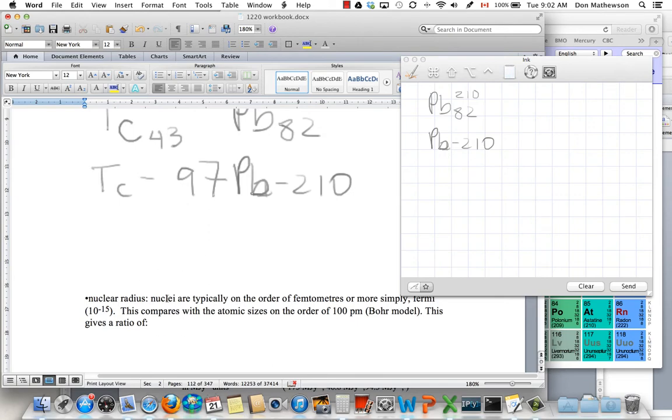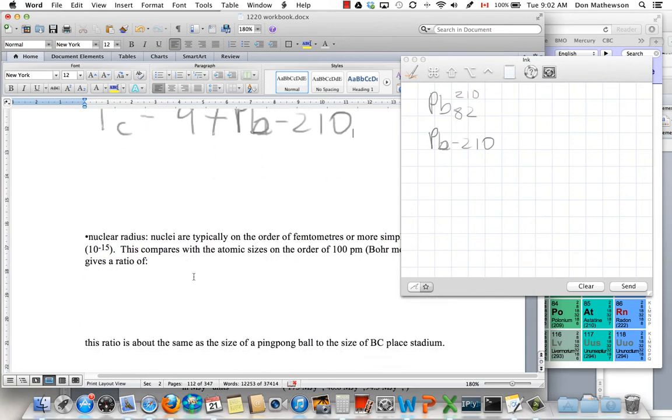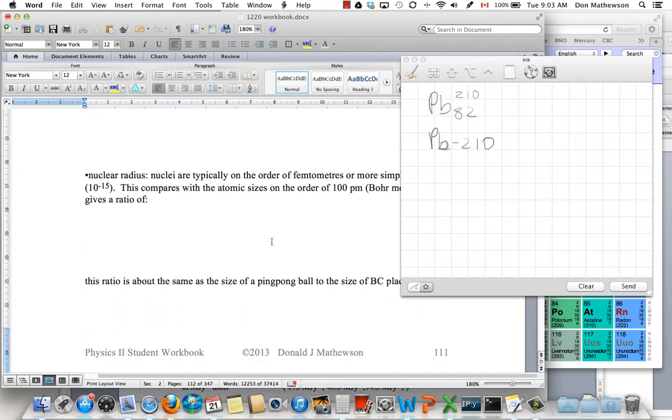For the next concept, the idea of the radius. How big is the nucleus? We spoke with the Bohr model about how big the atom was, but how big is the nucleus at the center? Well, typically we'll have something on the order of femtometers. A Fermi or a femtometer is 10 to the minus 15 meters. Remember that with atoms we had something on the order of 100 picometers, and a pico was 10 to the minus 12, so you see there's about a factor of 1,000 there.